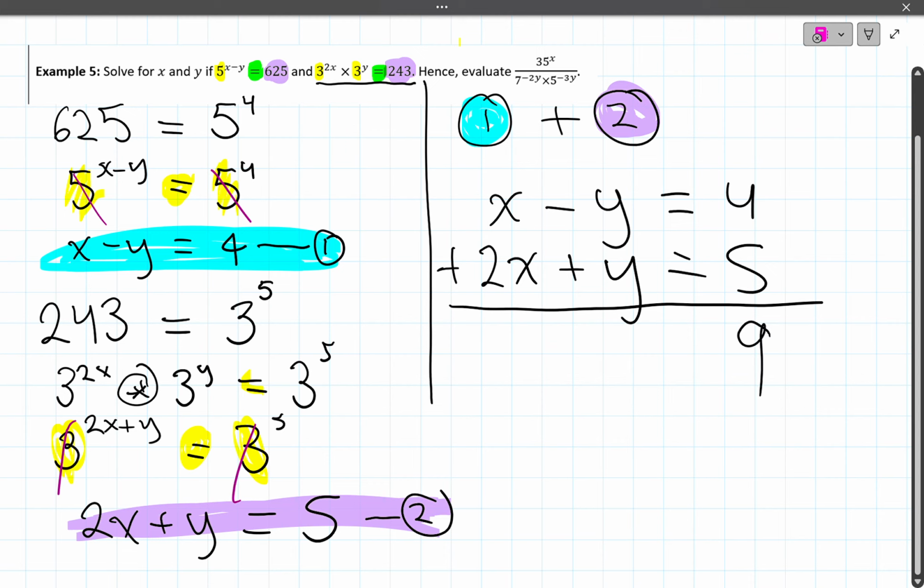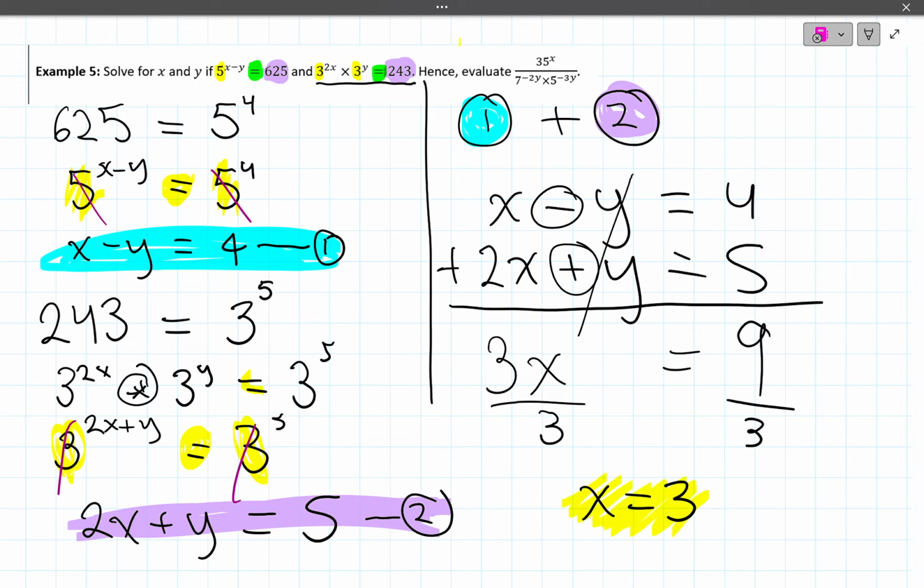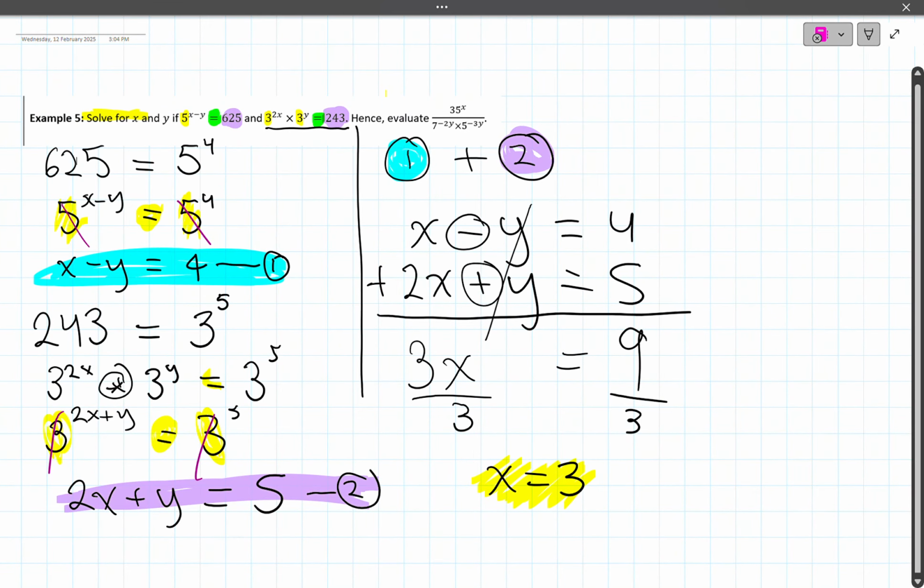Let's do that. 4 plus 5 is 9. Negative y plus positive y is 0, so we cancel that out. We are eliminating the y's. And x plus 2x is 3x. So this 0 we don't need. What I'm left with is 3x equals 9. And you can probably see, if I divide by 3 on both sides, x equals 3. So we've solved for x. So that's nice. We've got x there, and that's part of what they're saying. Solve for x. They want y as well.